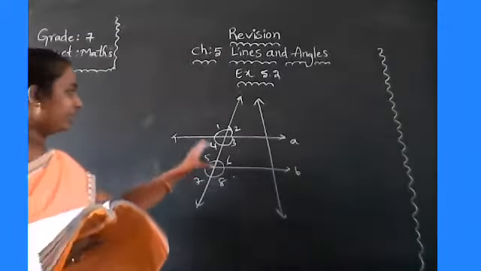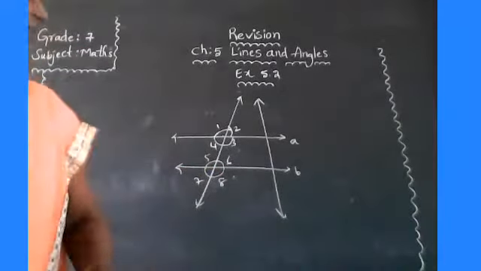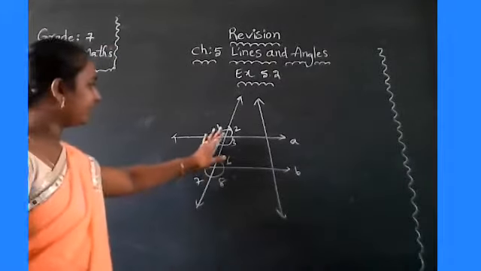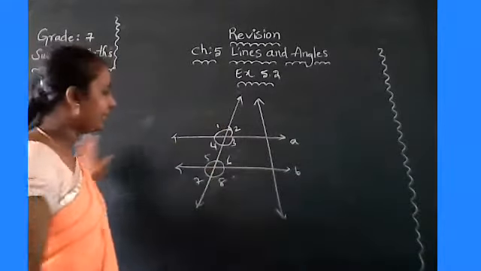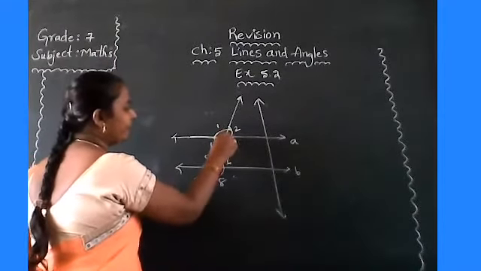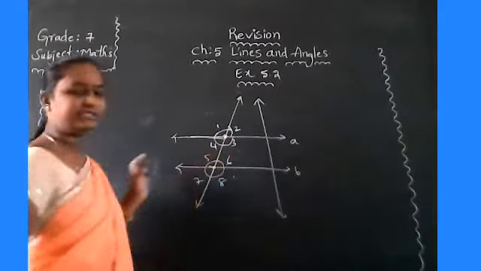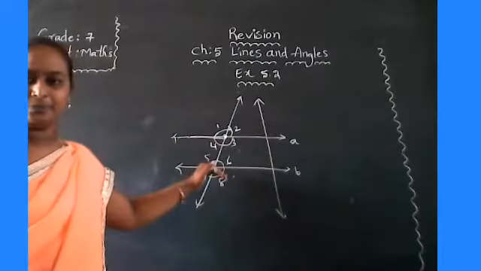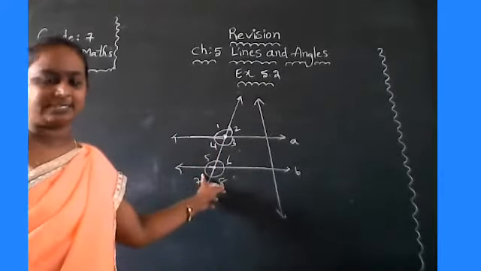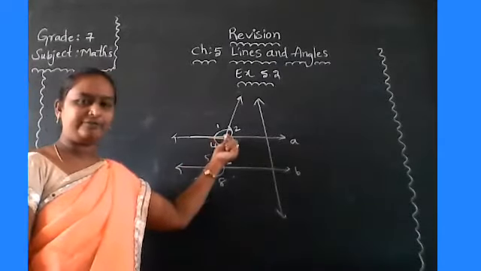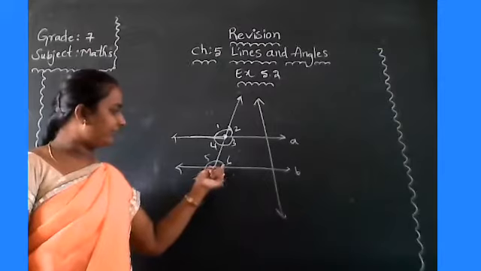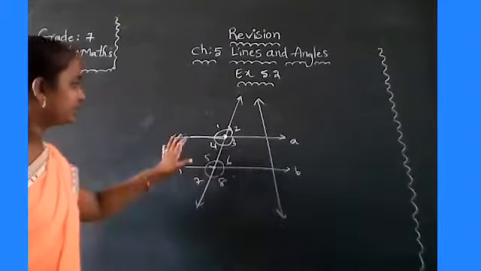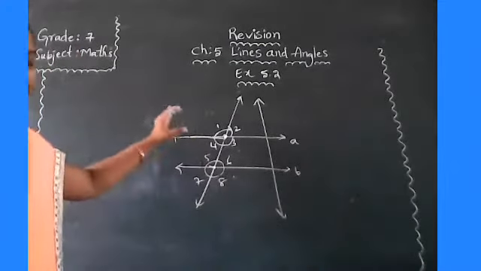So remember here the same side of the transversal. These are corresponding angles, angle 1 and angle 5. Same side of the transversal, but these angles have different vertices. That may be above or below, but they have different vertices. Observe here, angle 1 has one vertex, and angle 5 has one more vertex. Right. So in this problem, what he has given, state the property.